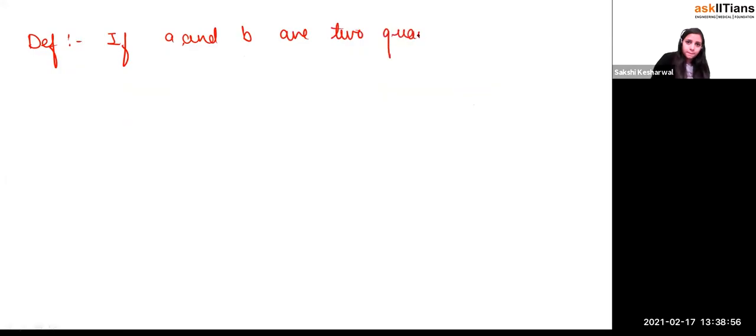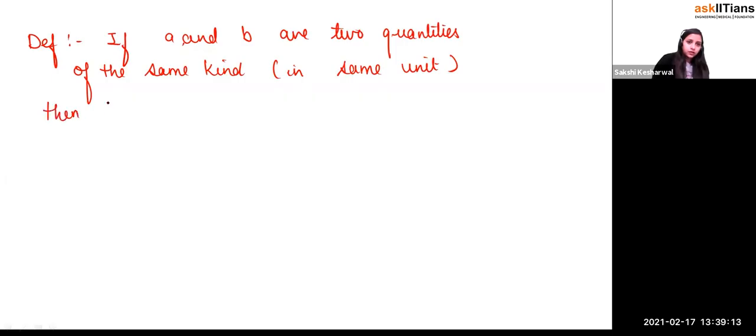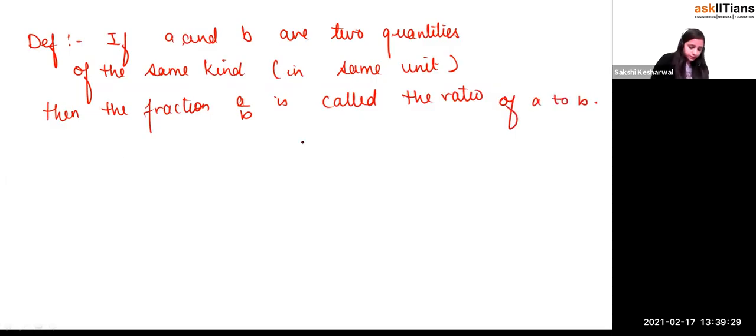So if I write, what will be the definition over here? The definition is like this. If A and B are two quantities of the same kind in the same unit, then the fraction A by B is called the ratio of A to B, right? It is written as A is to B. This is how it is written, right?